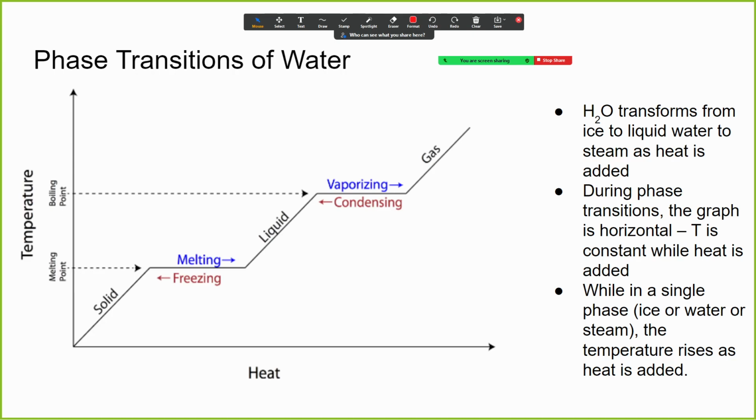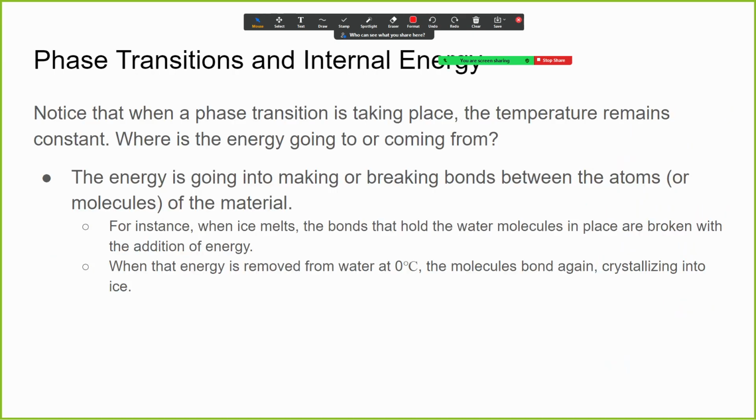While in a single phase, whether it be ice or water or steam, the temperature rises as heat is added. You can see that as the linear relationships in here, which should make sense, because if internal energy is dependent on temperature and temperature is directly proportional to Q plus delta U, then if I increase Q, the temperature would increase and vice versa. So when a phase transition is taking place, the temperature remains constant. So where is that energy going to or coming from?